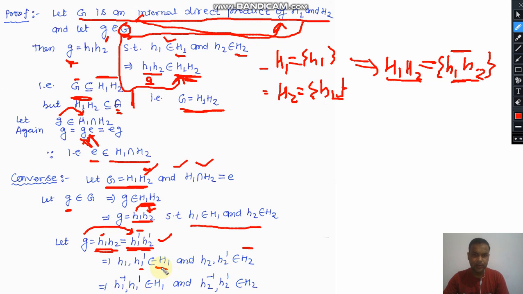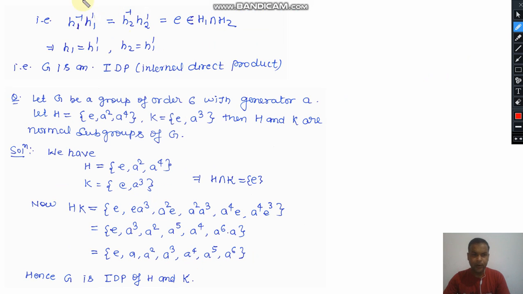Because H1 is also a subgroup, the inverse of each element will also belong to it. So we can write that the inverse of h1 belongs here and the inverse of h2 will also belong here. Therefore, using the closure property, because h1 inverse belongs to H1 and h1 dash also belongs to H1, and similarly on the right hand side, this belongs to the intersection of H1 and H2, and here we have shown that only the identity element belongs to the intersection of H1 and H2.